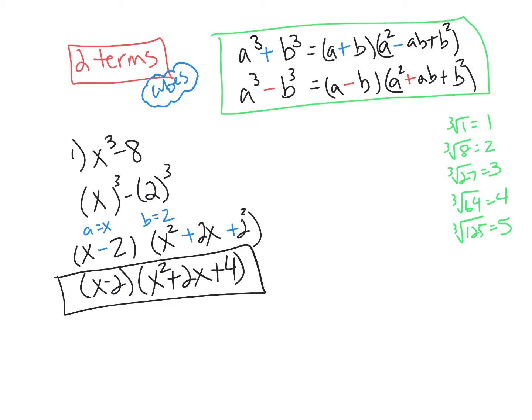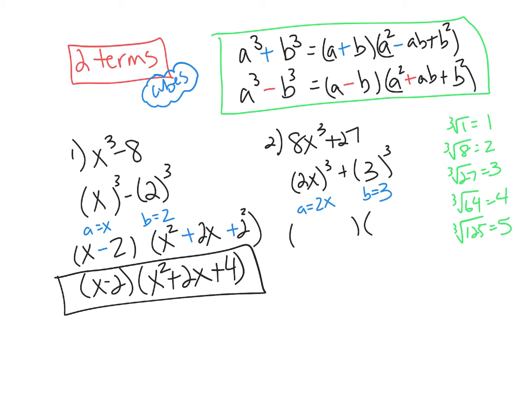So let's try another one. What if we have 8x cubed plus 27? Can we rewrite this as a something cubed plus a something cubed? Well, cube root of 8 is 2, and cube root of x cubed is x. Cube root of 27 is 3. So my a equivalent is 2x, my b equivalent is 3.